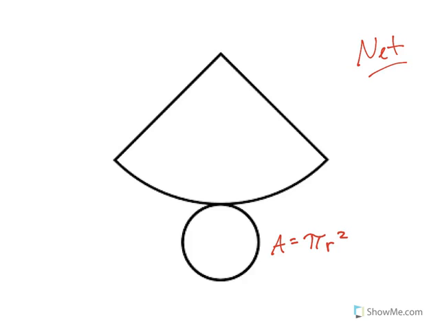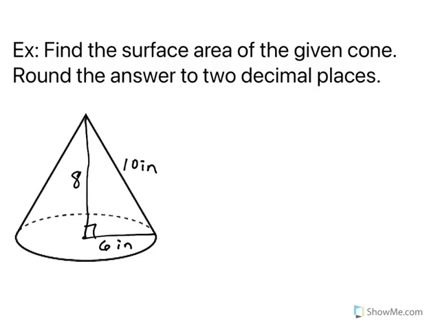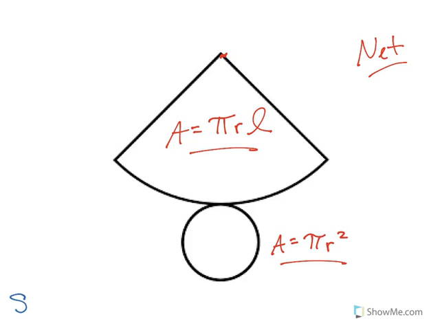But look at the lateral surface. This up here would be the apex. It's kind of a hard thing to look at. But to find the area of the curved piece that goes up to the apex, we're going to use pi r L, where, again, L is the slant height. This gives us our lateral surface, and pi r squared is our base. So the surface area of a cone can be found by taking pi r squared plus pi r L: the circular base plus the lateral surface.